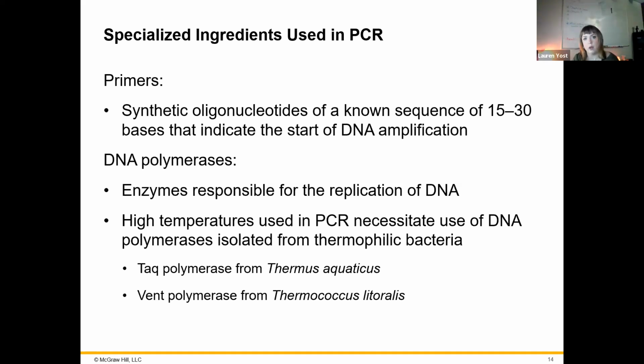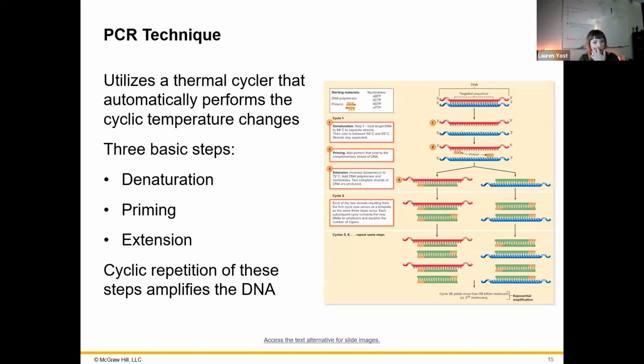So now we have a protein, an enzyme, DNA polymerase, that can withstand that heat. And so we have Taq polymerase, which is from Thermus aquaticus. That is something that grows in the deep sea vents. And we also have another vent polymerase, and that is from Thermococcus litoralis. So both of those are useful as far as PCR goes, as DNA polymerases that can withstand heat.